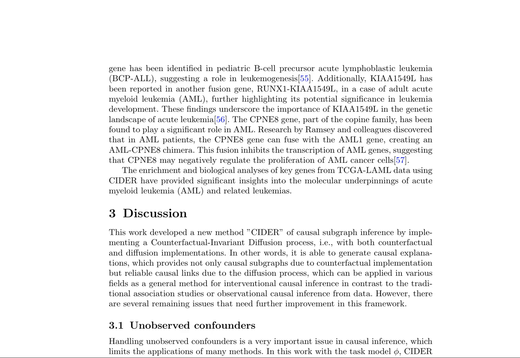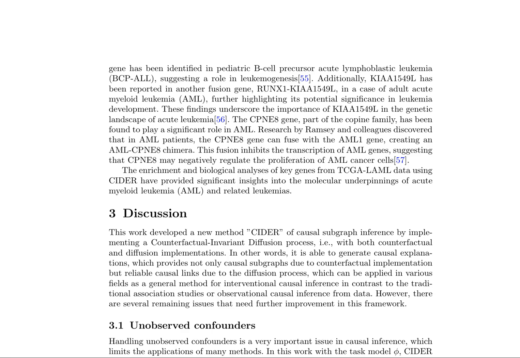and related leukemias. CIDER, a novel method for causal subgraph inference, employs a counterfactual-invariant diffusion process to generate causal explanations, including reliable causal links. This approach enhances the reliability of causal links, making CIDER a general method for interventional causal inference applicable across various fields.